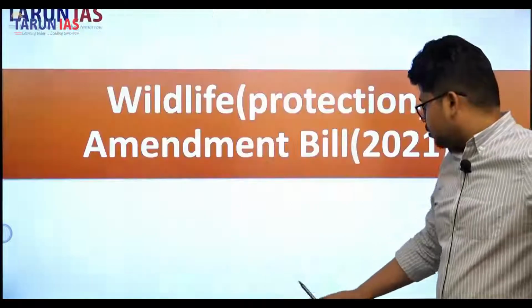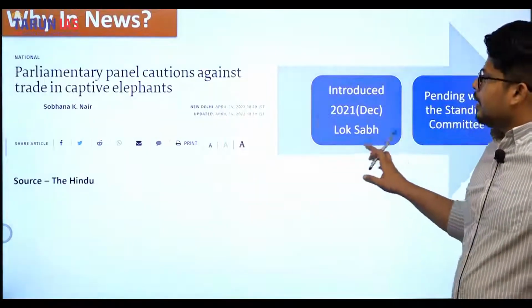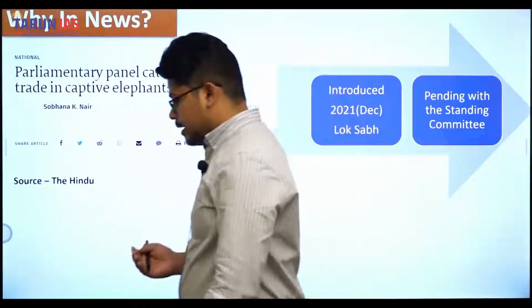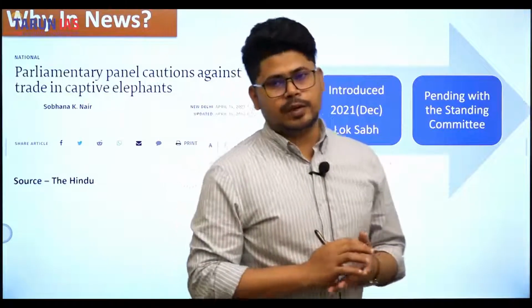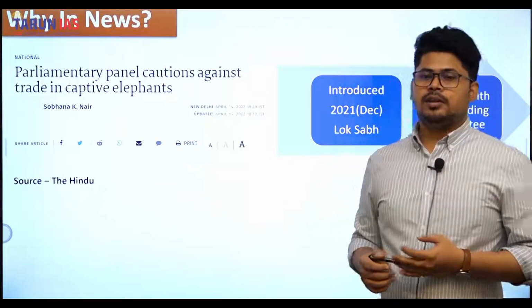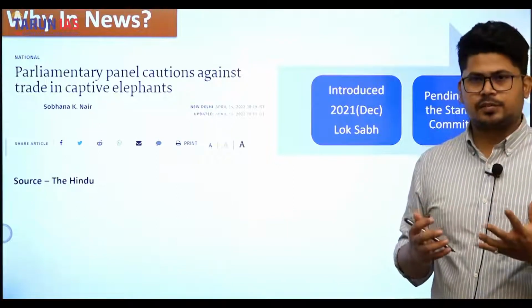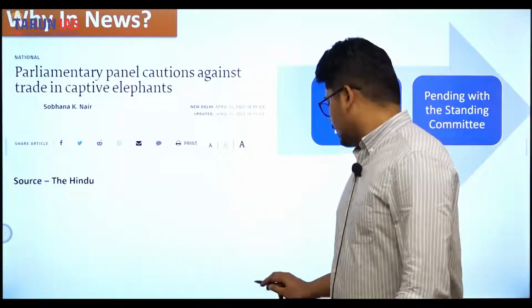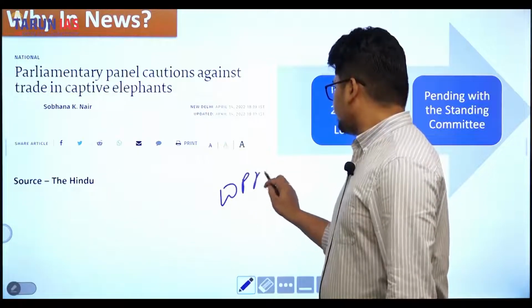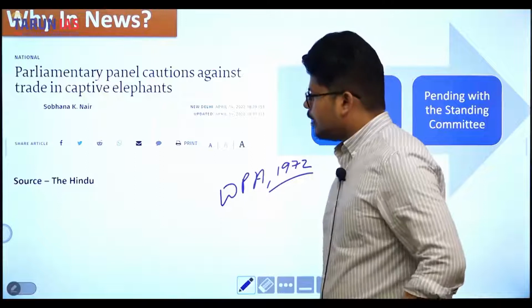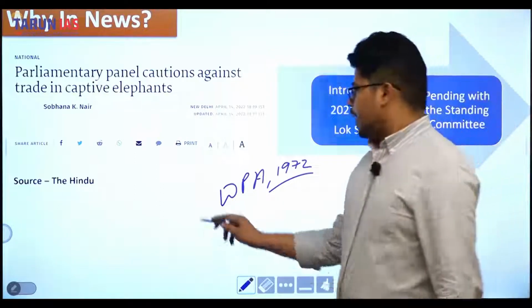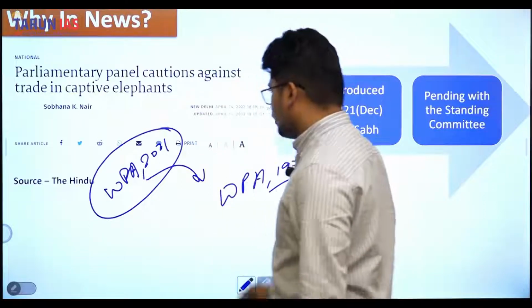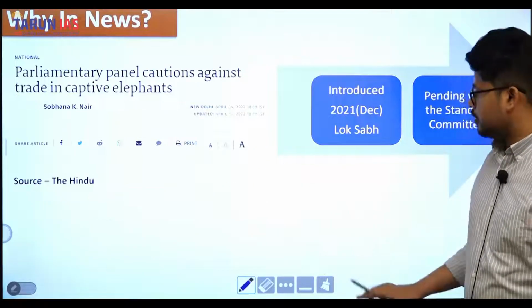Okay, again back to what has happened: a parliamentary committee cautions against trade in captive elephants. So what is happening? There is an act called the Wildlife Protection Act 1972. The Wildlife Protection Act 1972 governs the wildlife in India: protection, preservation, conservation and promotion of wildlife in India. That is governed by the Wildlife Protection Act, WPA 1972. Now the government is trying to amend it by bringing in another WPA 2021. We'll be looking at what the differences and features are and how both are different.